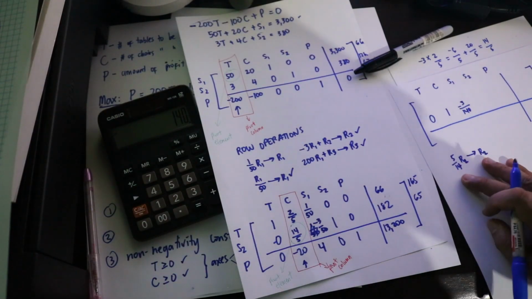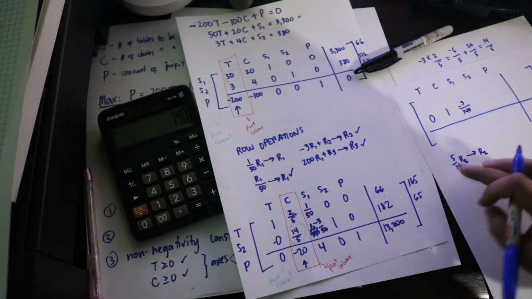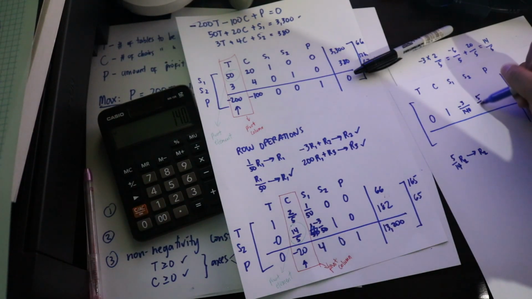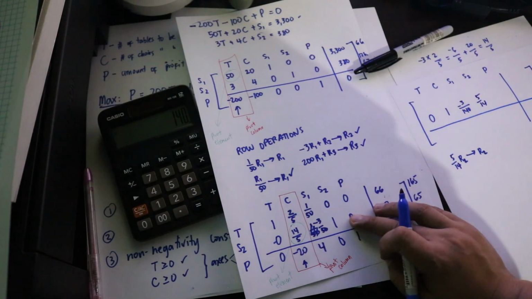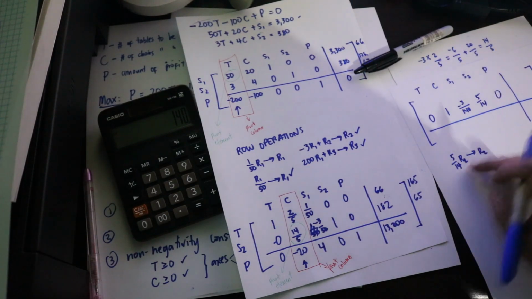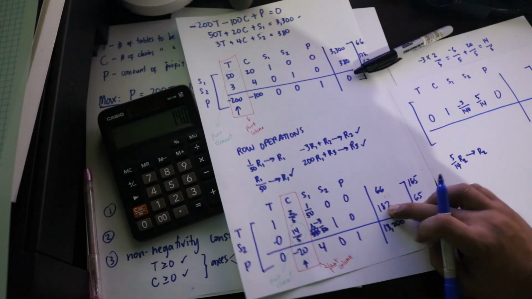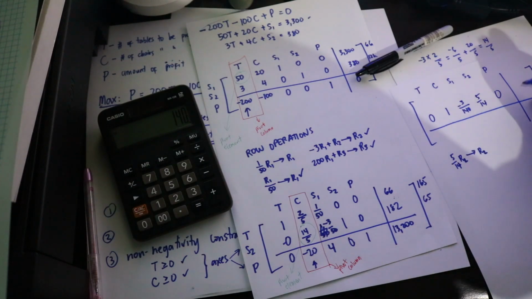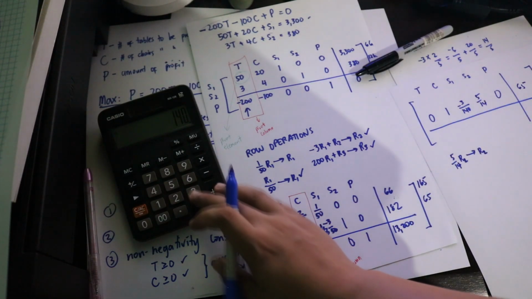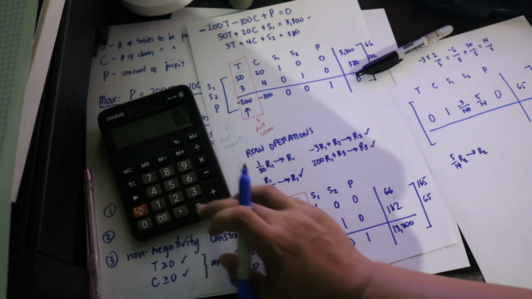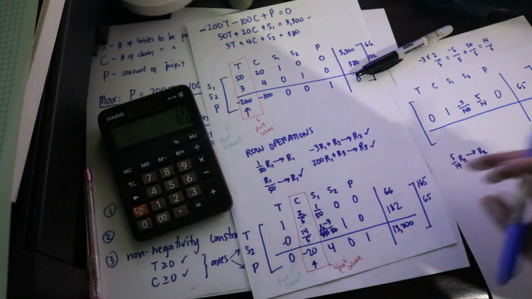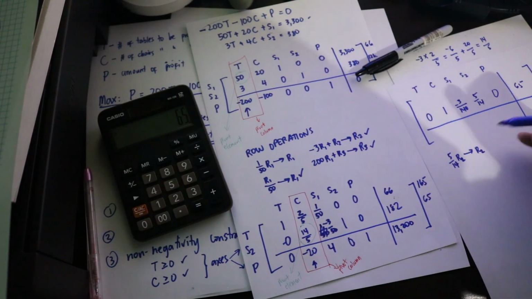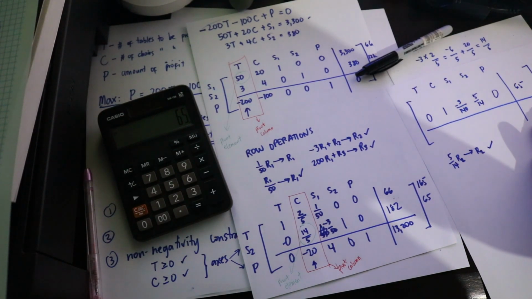And the next, where are our row operations? Here. 5 over 14 times 1 is 5 over 14. 5 over 14 times 0 is 0. 5 over 14 times 182 is 65. 5 times 182 divided by 14 is 65. We're now done with our first row operations.